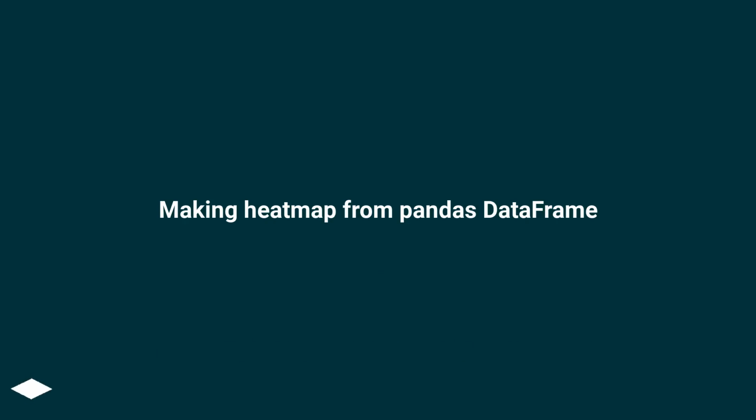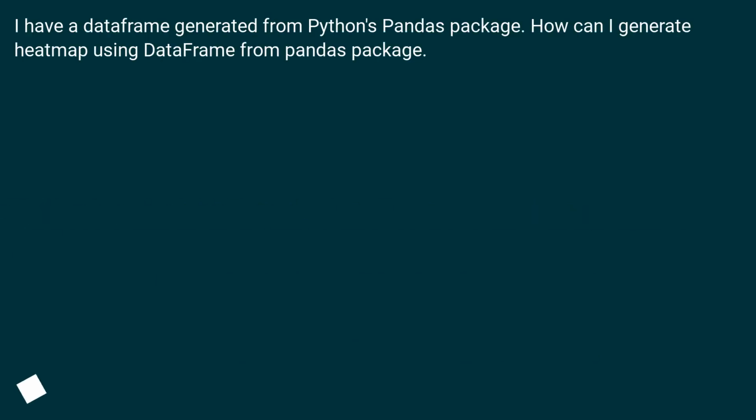Making heat map from pandas DataFrame. I have a data frame generated from Python's pandas package. How can I generate heat map using DataFrame from pandas package?